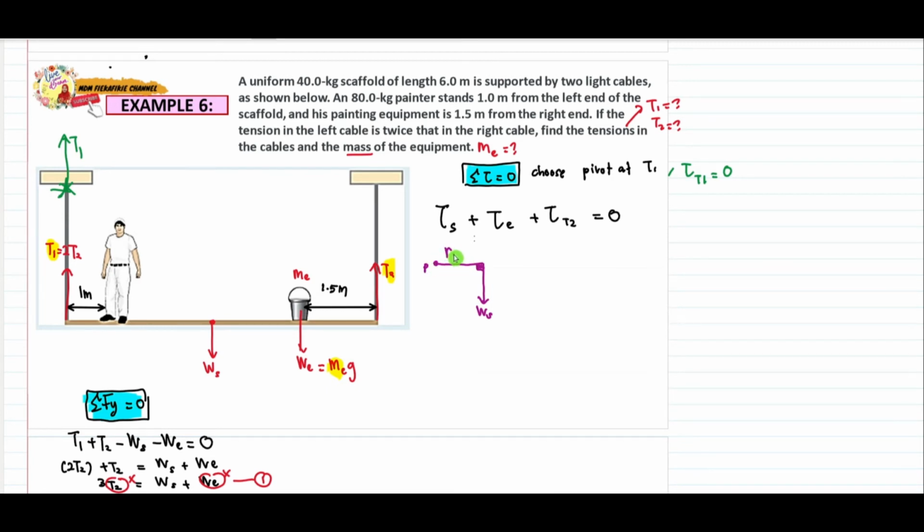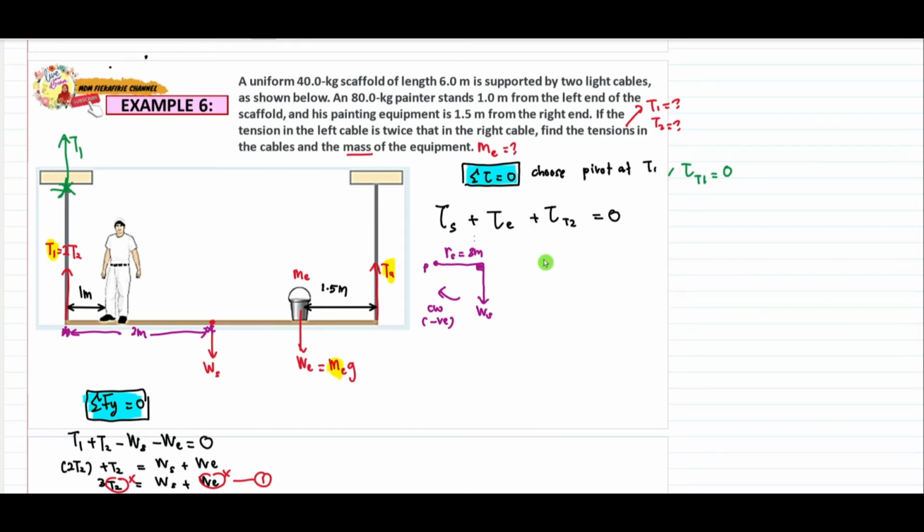And RS, tengah-tengah scaffold tu, sebab dia dah bagikan 6 meter kan. So kalau kita daripada sini ke sini, this should be 3 meter, separuh kan. So should be 3 meter, RS 3 meter. So this one should be clockwise. So negative. Kejap lagi baru saya masukkan, kali ni sebut laju sikit.